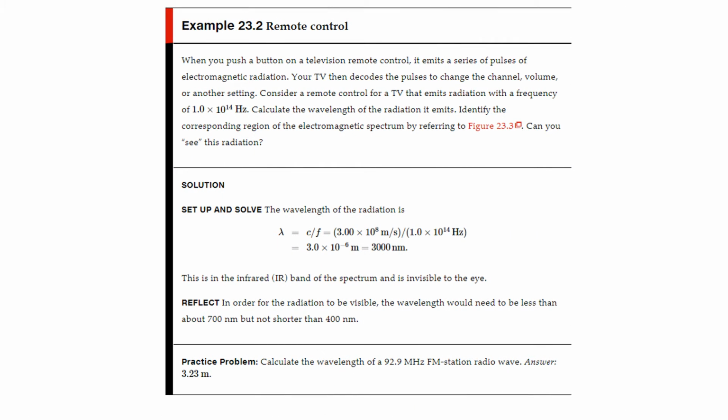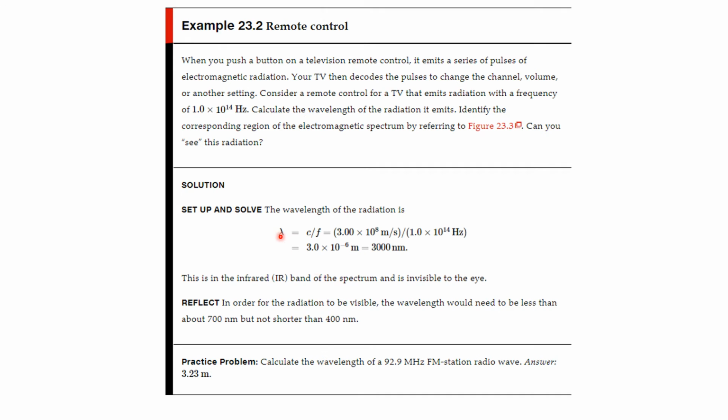Let's look at another example. When you punch a button on your remote control, it emits a series of electromagnetic radiation. Your TV then decodes it and changes channel and so on and so forth. So suppose a remote control for a TV emits a radiation with a frequency of 1.0 times 10 to the 14th hertz. This is in the infrared range. Calculate the wavelength of the radiation it emits, and also identify the corresponding region of the electromagnetic spectrum by referring to this. And can you see this radiation?